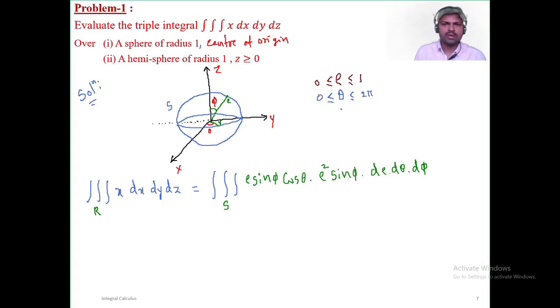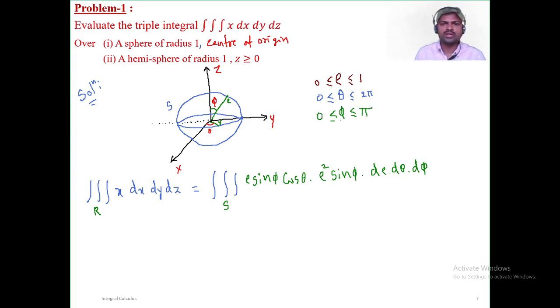What is the next one? Phi. What about the phi limits? Phi is the angle between the rho axis and the z axis. So the rho axis moves around z and spreads like this. If it spreads till the xy plane, it spreads 90 degrees, and then half of the sphere will be generated. That means a hemisphere. But I want the full sphere, so one more 90 degrees it has to spread downward. So overall phi needs to vary from 0 to pi.